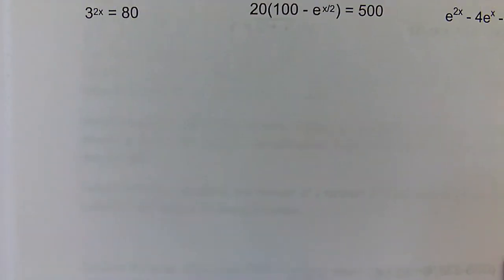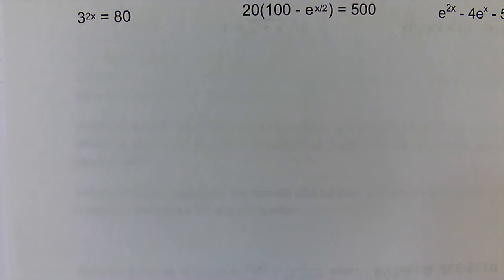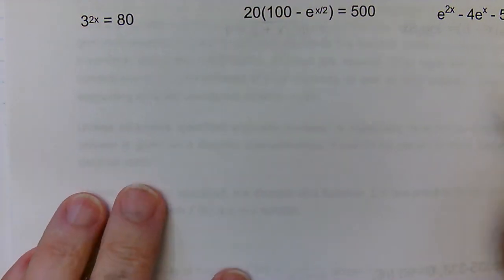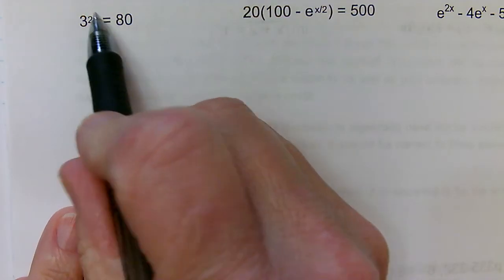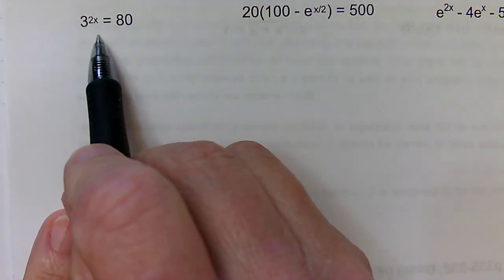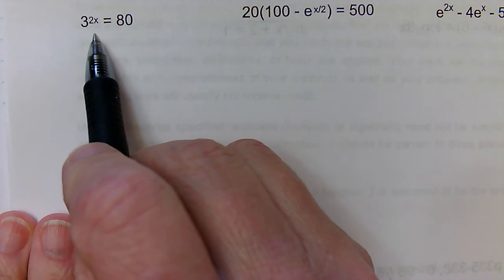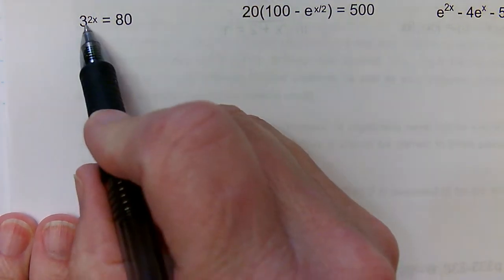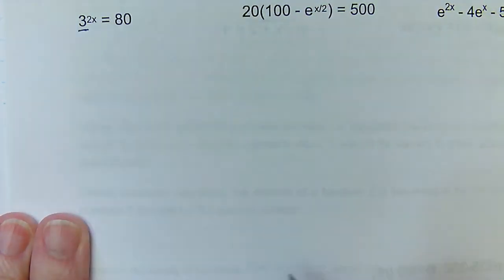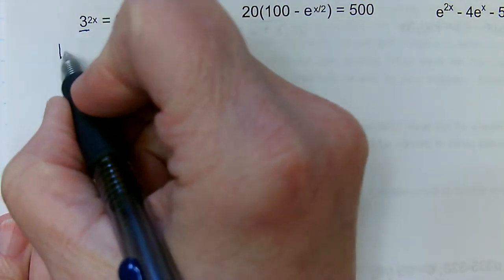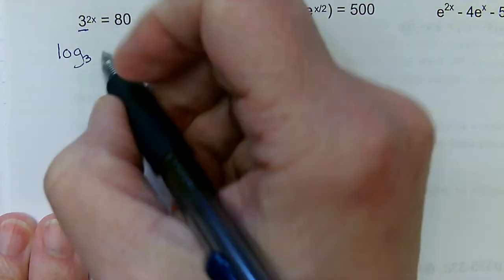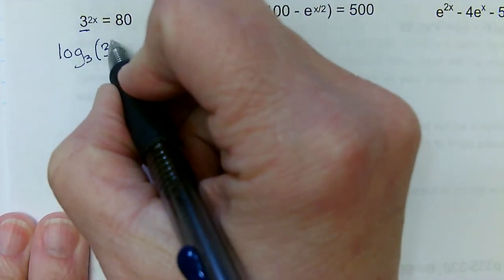3 to the power 2x equals 80. You can see that 2x is in the exponent, so that makes it an exponential equation. The exponential expression is already isolated by itself on one side of the equation. So, since the base is 3, we're going to use log base 3 of both sides of the equation.